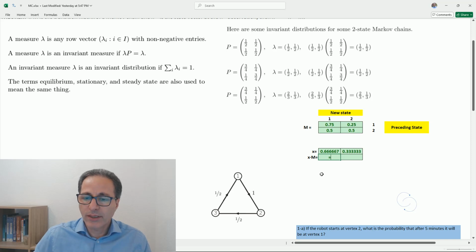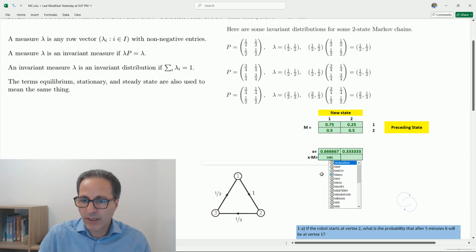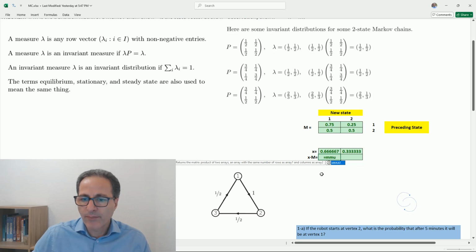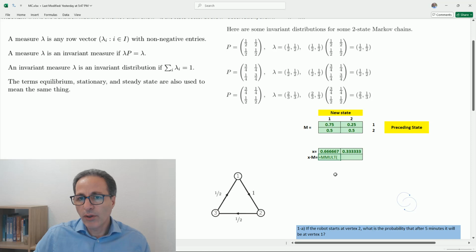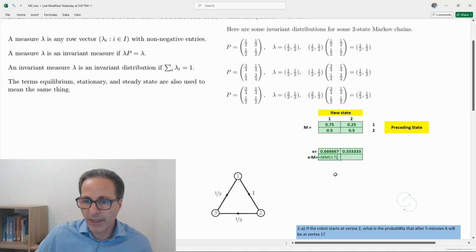So here I need to write equal. We want to multiply a matrix by a vector, so we need matrix multiplication, which is the MMULT function. First, we said that if it is a row vector, we need to multiply it from the left. So you should select the row vector first, and then the matrix. Now we can see that, yes, we get the same result. It means that this is invariant. So to verify whether it is invariant or not, just use MMULT once.